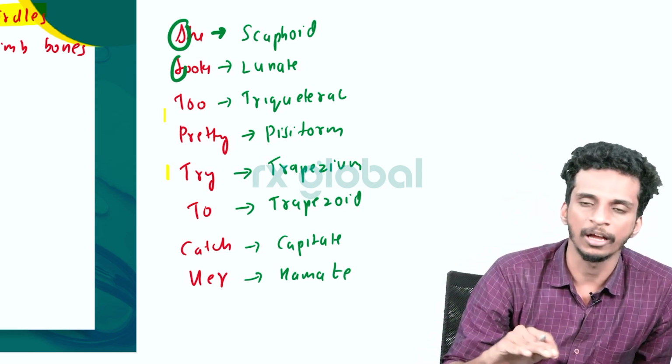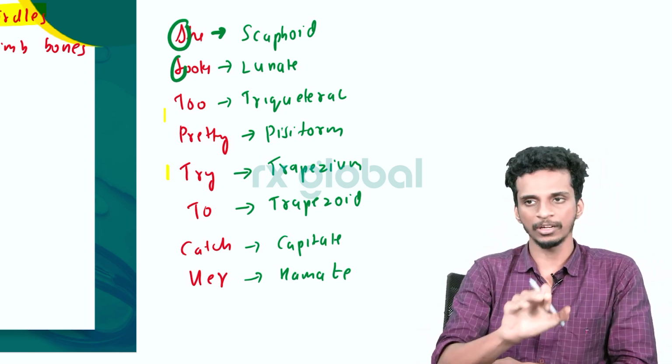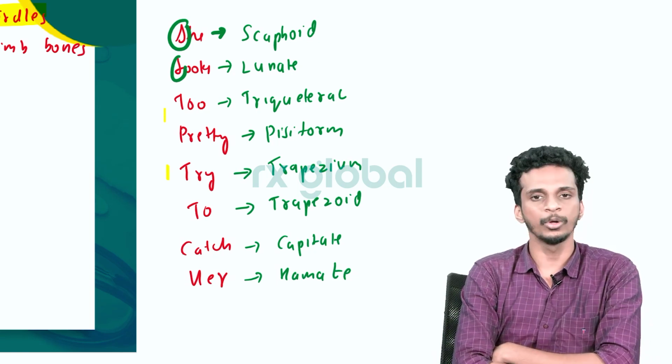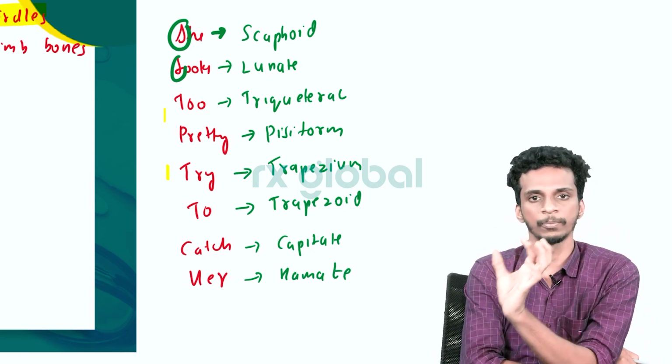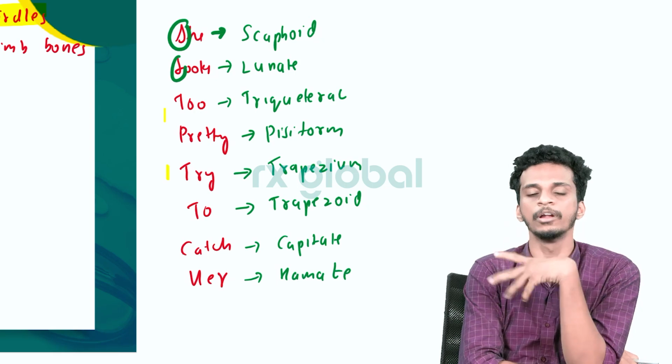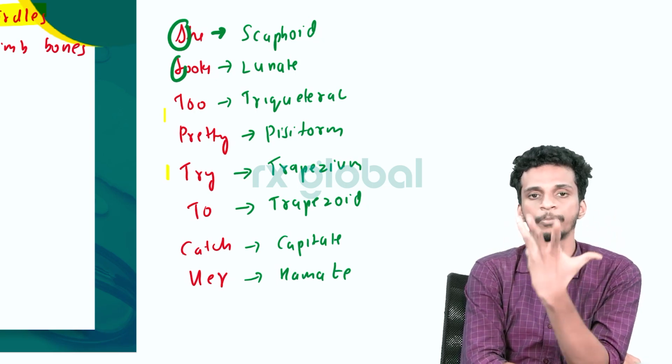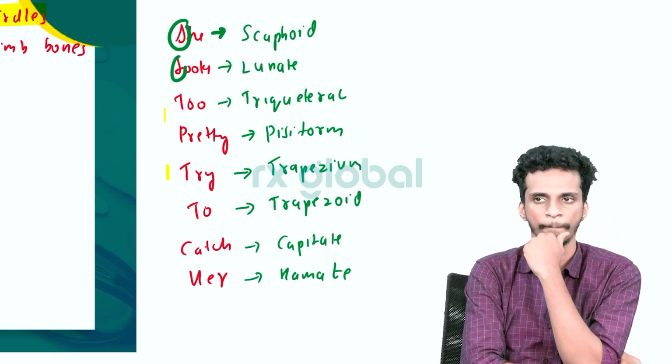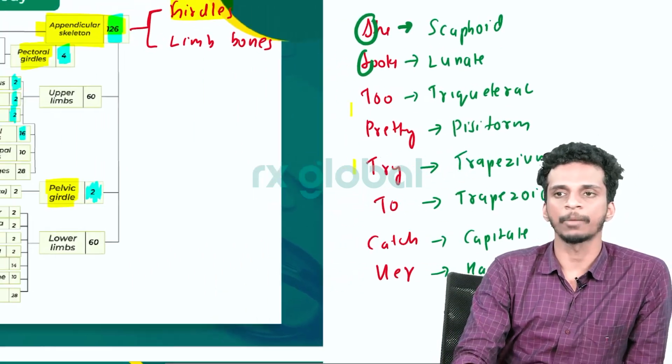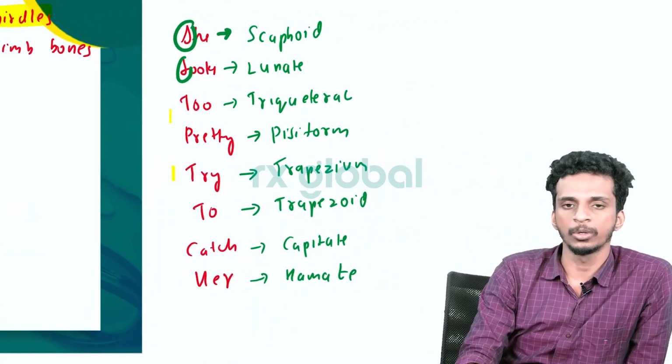I just wanted to introduce you to the world of mnemonics. That's why I have shown you this. This is how you learn. If you have to learn 8 words together, or 5 words together, we'll try to make some mnemonic, and it will help us remember easily. So the mnemonic for carpals is: She looks too pretty, try to catch her.